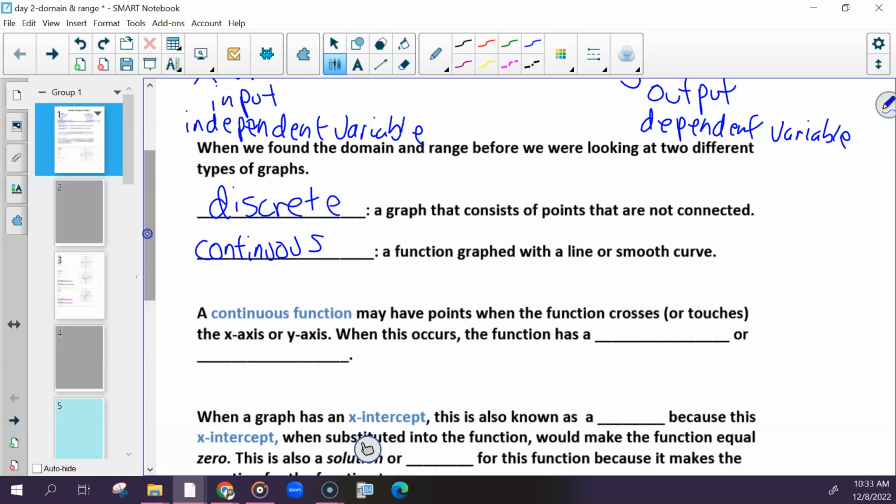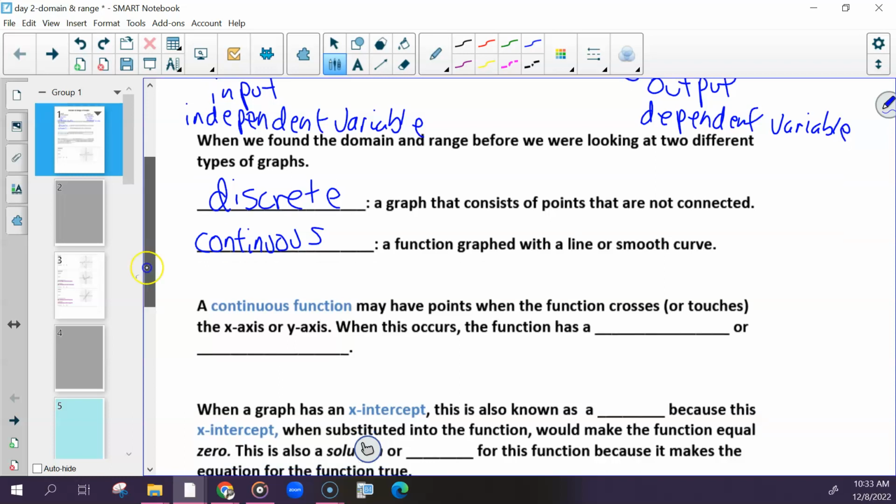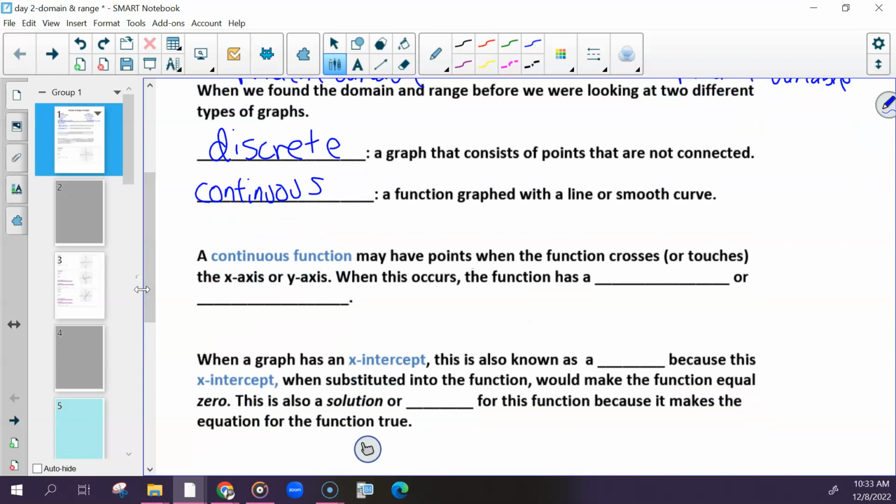This piece of information we'll fill out, not this part, but we're not really going to talk about that today. That'll be a next week thing. So a continuous function may have points when the function crosses or touches the x-axis or y-axis. When this occurs, the function has a y-intercept or an x-intercept. Disregard this part for now. We'll go more into depth about that part later.